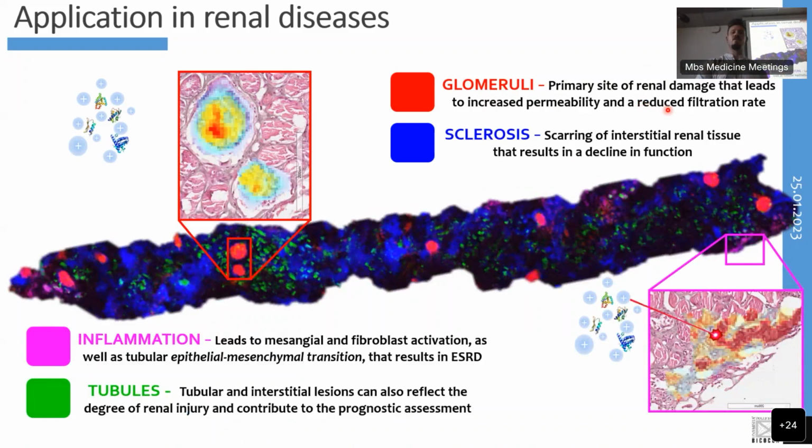All of the proteins which are associated with interstitial regions of sclerosis, for example, proteins which may be responsible for inflammation or a variety of other lesions which we may find within the tubular interstitial areas, which may also have a prognostic impact.